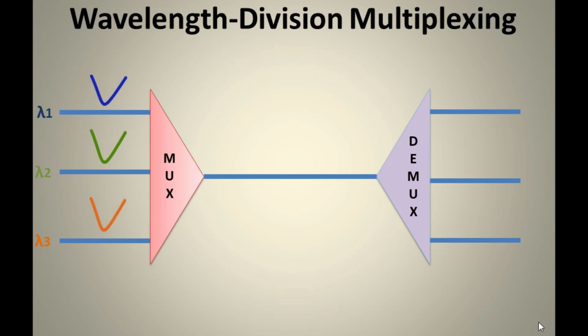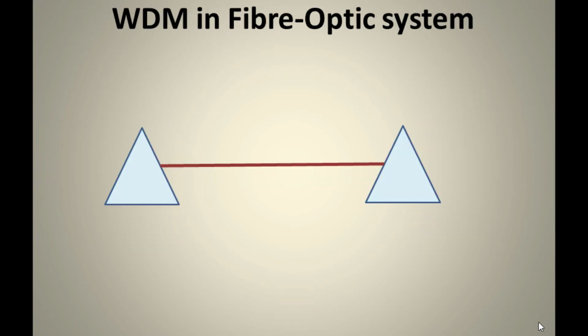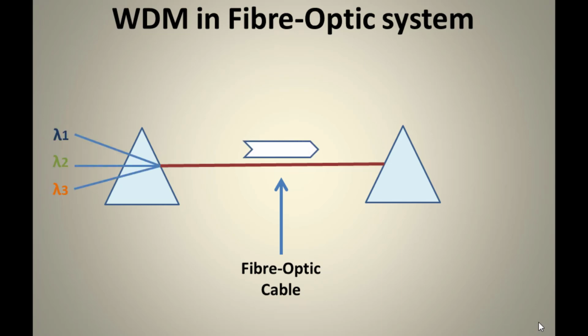They are sent through the multiplexer and combined into this particular link. They will not interfere with each other because their wavelengths are totally different. At the receiving side they are demultiplexed and received by the proper receiver. This wavelength division multiplexing is utilized in fiber optic systems. Here we have a fiber optic cable which connects the senders and the receivers. These three signals are combined, sent, and at the receiving end they are separated. So this is how wavelength division multiplexing works.